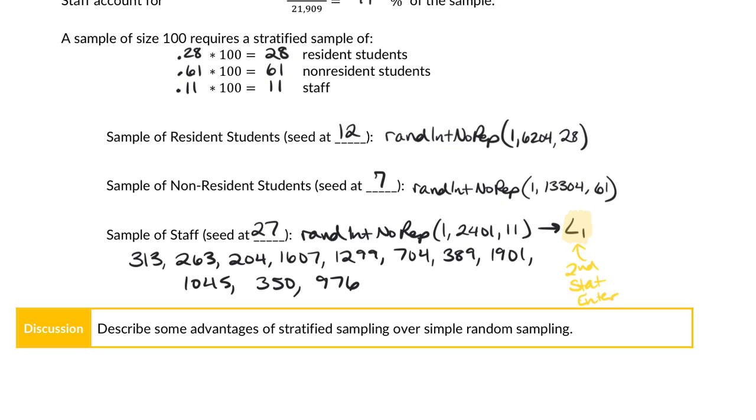You don't get more of one group than the other. Okay, it will be more representative of your population, correct? Because we are obviously pulling 61 non-resident students, since that makes up 61% of the population. Great, what else?